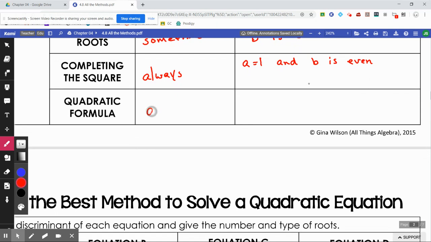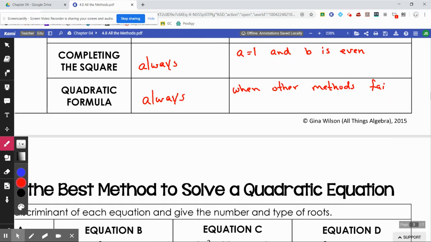And the quadratic formula, again, can always be used. And the best time is when other methods fail. The quadratic formula is our go-to method. If we can't factor it, or when completing the square, maybe a is 3 or b is a 7. When those other methods are going to be tough, that's the best time to use our quadratic formula.